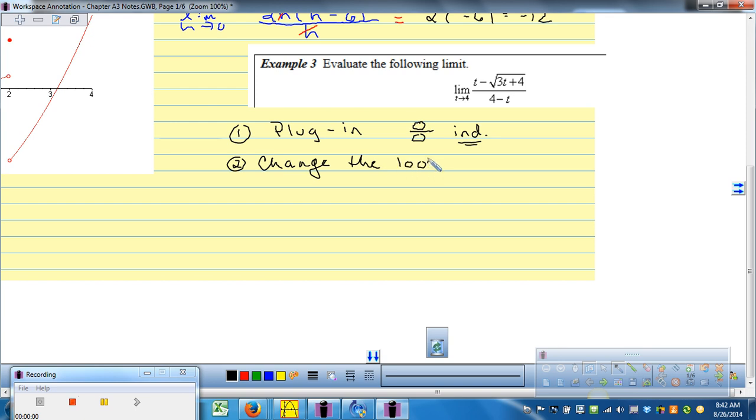And on this one, what will I do? Multiply by the conjugate over itself, correct? Because we need to multiply by a form of 1. All right, so we've got t minus root 3t plus 4 over 4 minus t, times, what is the conjugate? 4 minus 3t. So the conjugate of the root part, so it's t plus root 3t plus 4.